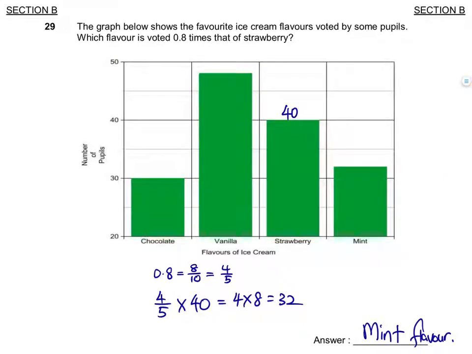Okay, they say which flavor is 0.8 times of the strawberry. Strawberry is actually here, which is 40. So 0.8 times, 0.8 is actually 8 out of 10. It's easier to multiply using a fraction. So 4/5 of 40 is actually 32. Because this one is 30, definitely not. This one is too much. This one could be the most likely one.